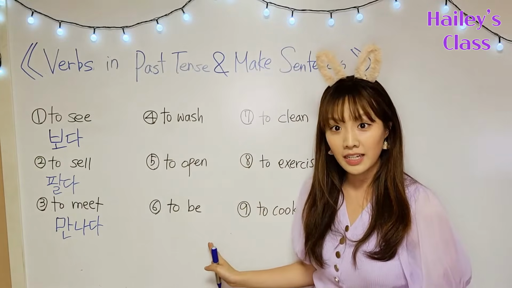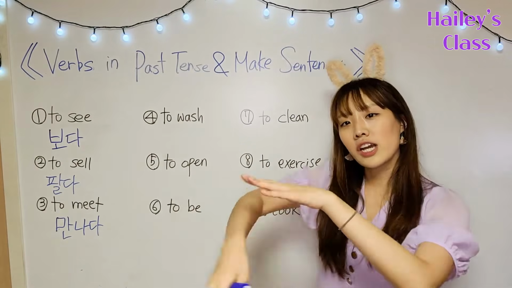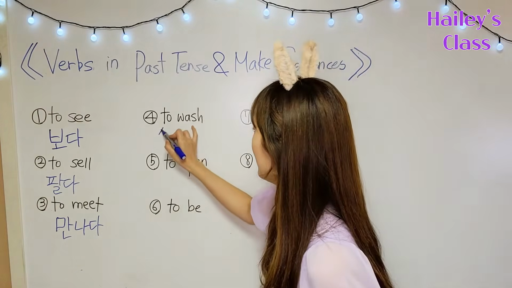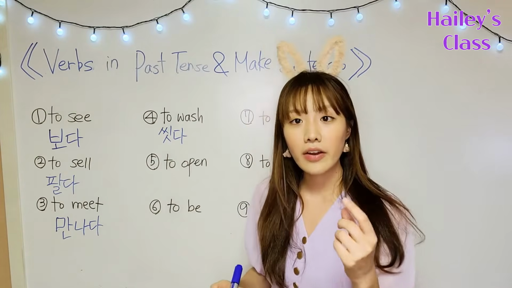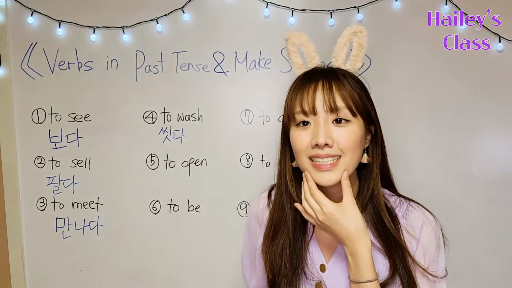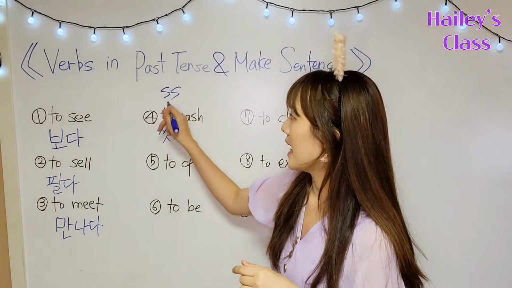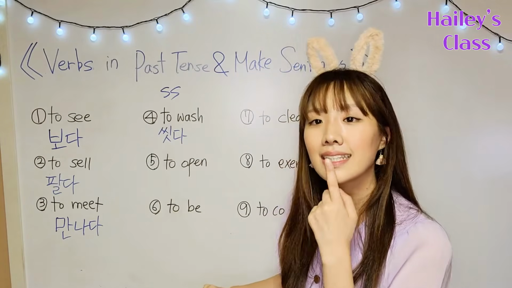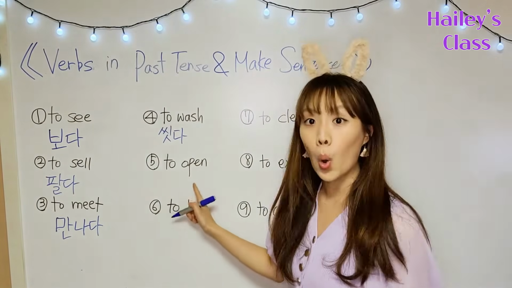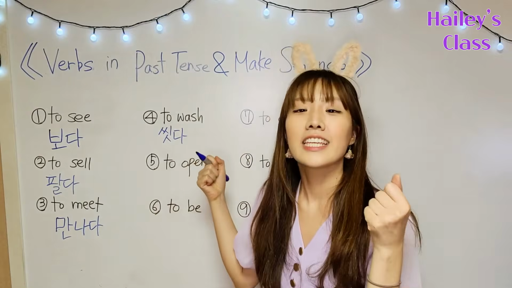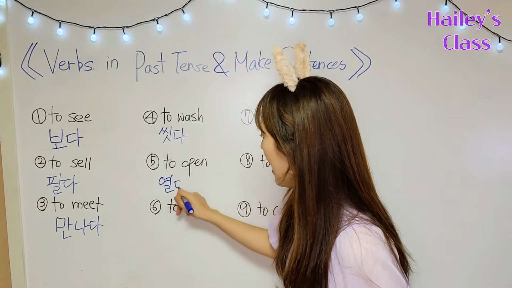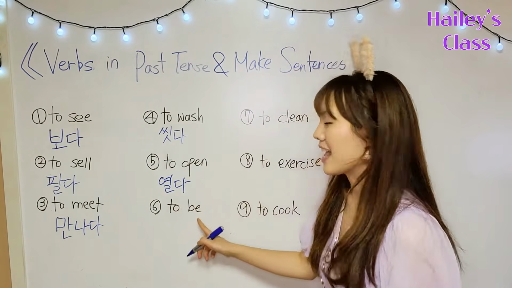And let's go to the second. Wash. I wash. Wash is 씻다. There is 2 시옷. So it's not 씻다. It's 씻다. You can think like a SS. 씻다. Okay. And then let's move on to open. Open is 열다. Okay? And then to be.